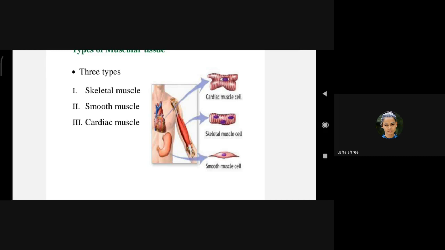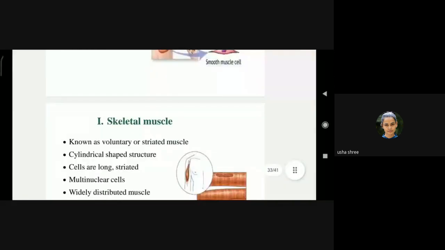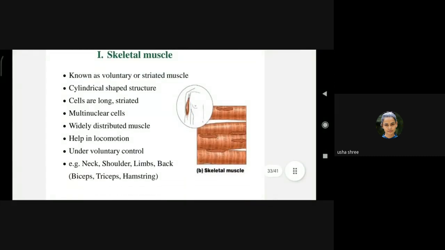So, we will proceed to skeletal muscle. Skeletal muscles are known as voluntary or striated muscle. They are cylindrical in shape and structure. Cells are long and striated. Multinucleated cells are present in skeletal muscles.